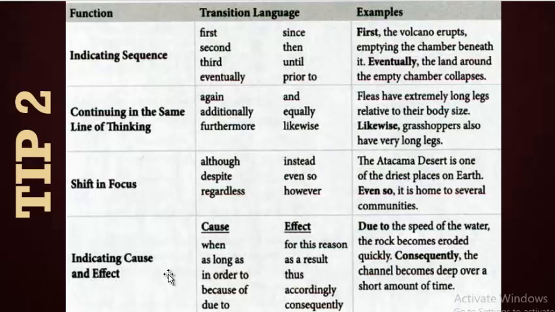Indicating cause and effect. Note that these show a chain of cause and effect. For cause: when, as long as, because, and due to. Effect: for this reason, as a result, thus, accordingly, consequently. Due to the speed of water, the rock becomes eroded quickly. Consequently, the channel becomes deep over a short amount of time.